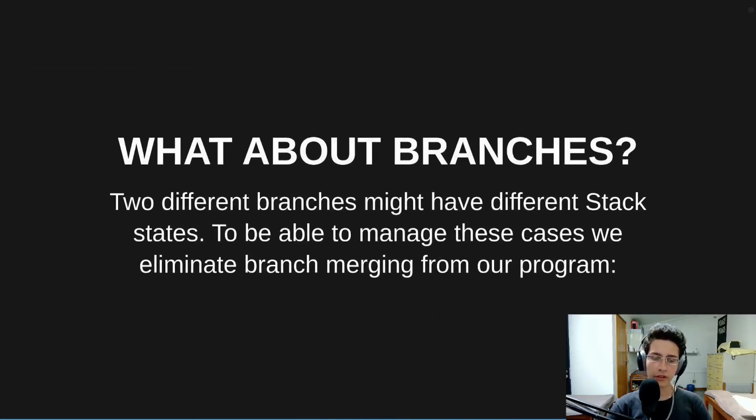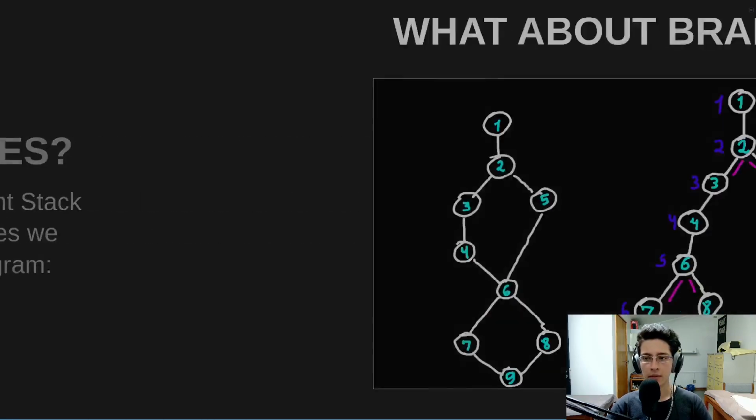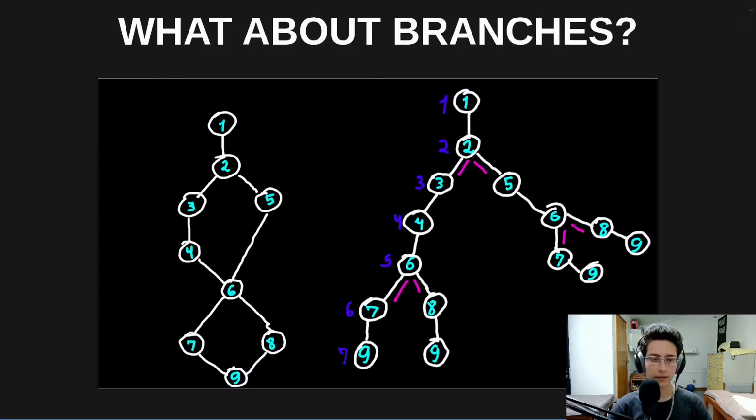So, what about branches? 2 different branches might have different stack states. To be able to manage these cases, we eliminate branch merging completely from our program. Consider the following case. Our tree on the left has branches and merges. However, the one on the right splits those branches so that we never merge. You will see that at every moment that would have a merge, we actually have a duplication of the tree, like what happens in nodes 2 and 6.